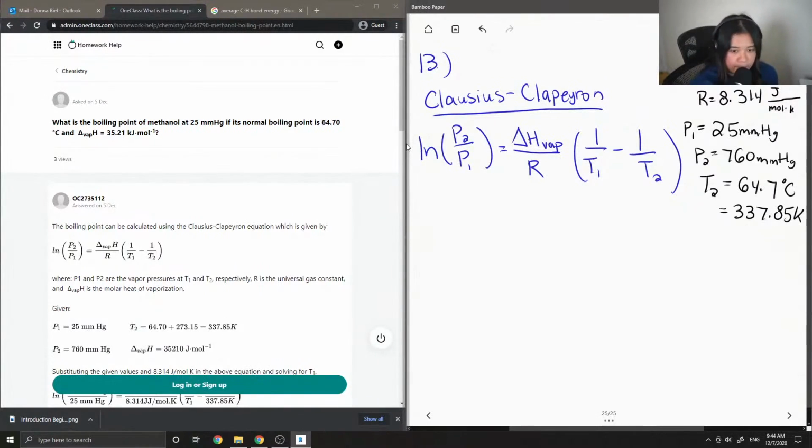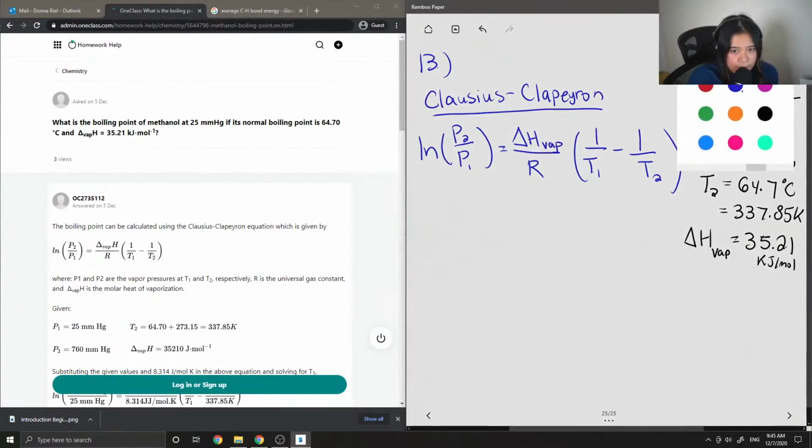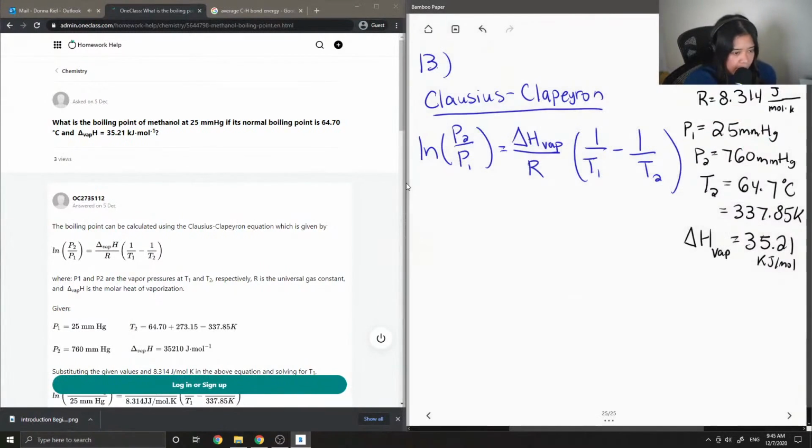And then finally, delta H is given as well, 35.21 kilojoules per mole. Okay, so let's plug in all the values. Ln 760 divided by 25.